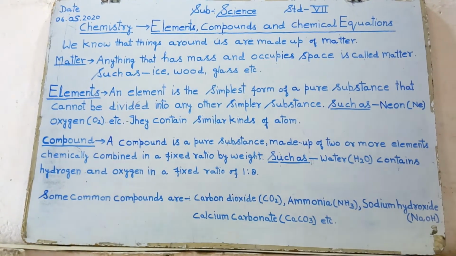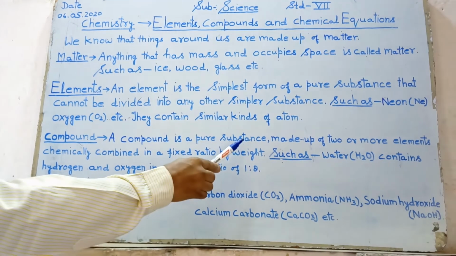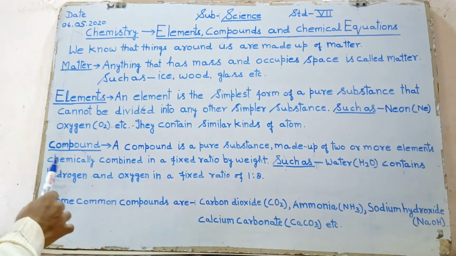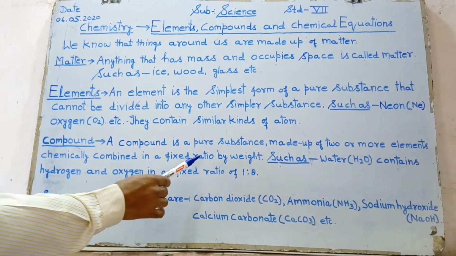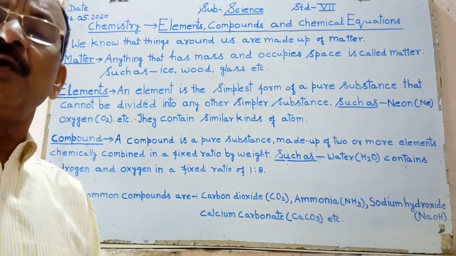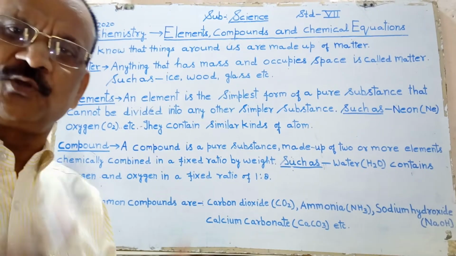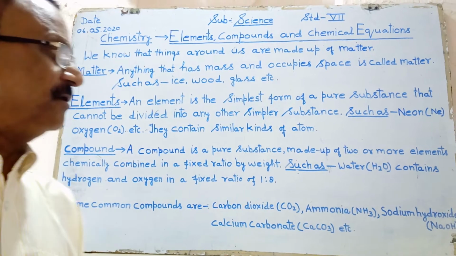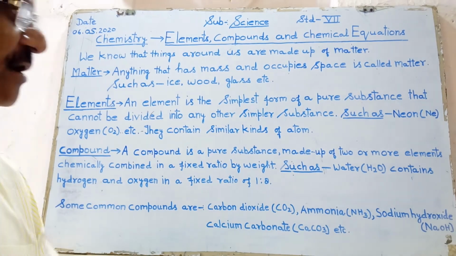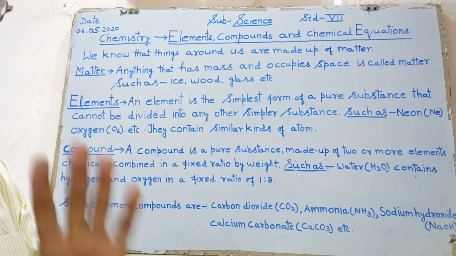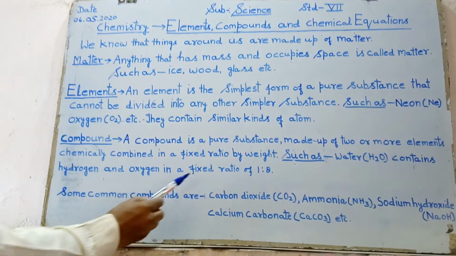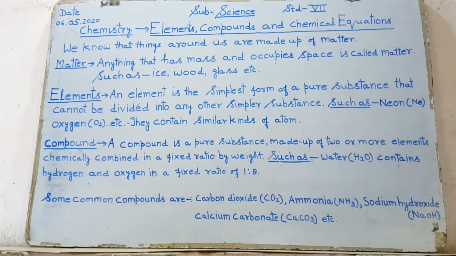Now compound, what is a compound? A compound is a pure substance made up of two or more elements chemically combined in a fixed ratio by weight. That means they contain only a fixed ratio. For example, calcium chloride, ammonium chloride, sodium chloride are all names of compounds. Water is also a compound because it is made up of hydrogen and oxygen in a fixed ratio, like 1:8.